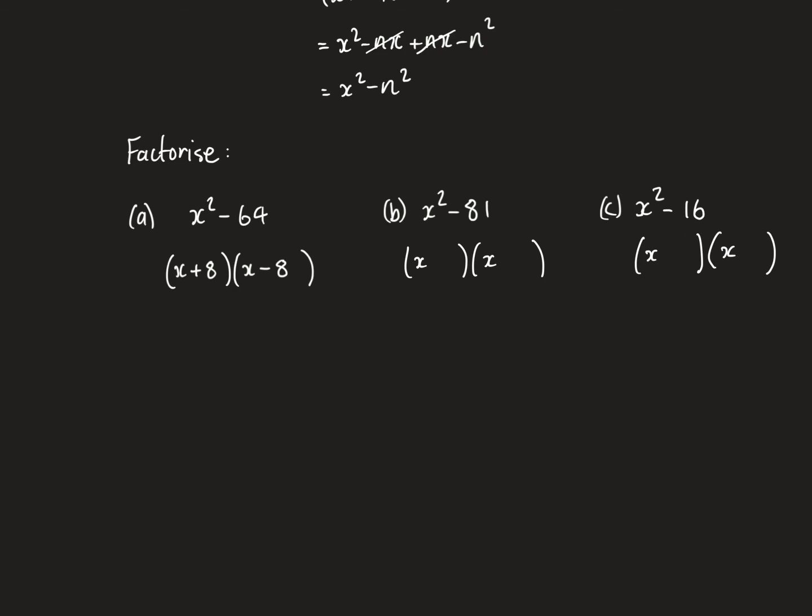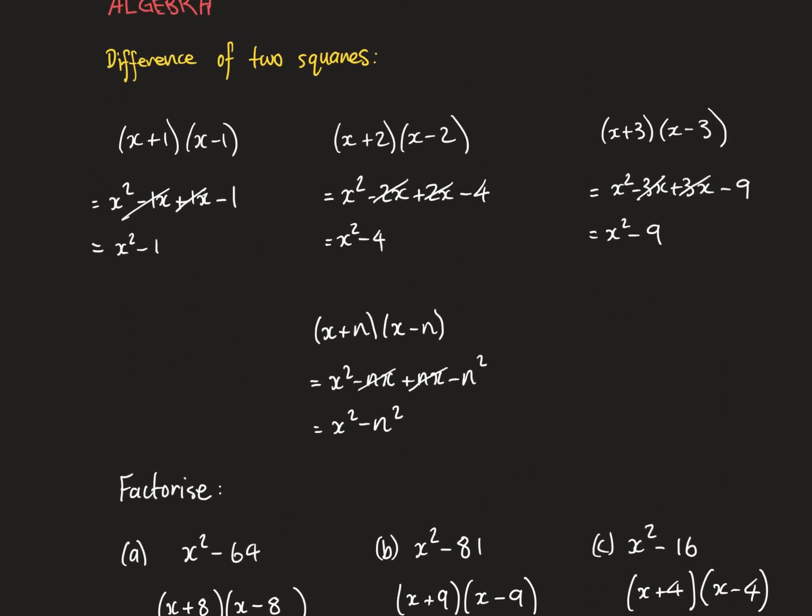All right, what about with 81? You might know that that's 9. And what about with 16? You might know that that's 4. So if you got these as your answer, give yourself a big fat tick. Well done. You now know how to factorize using the difference of two squares.